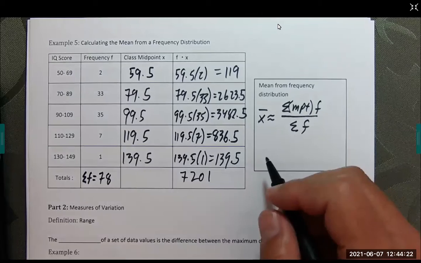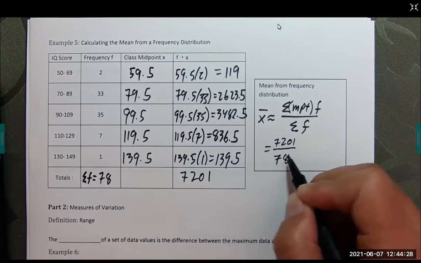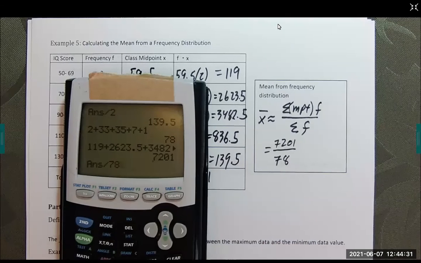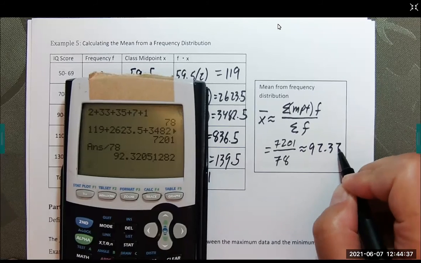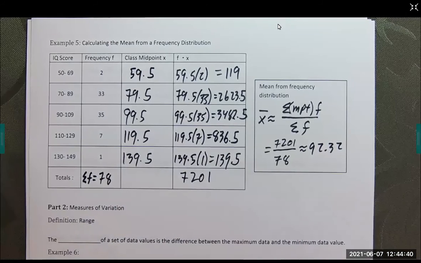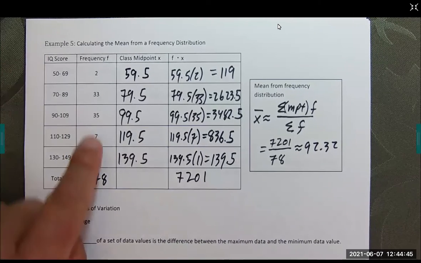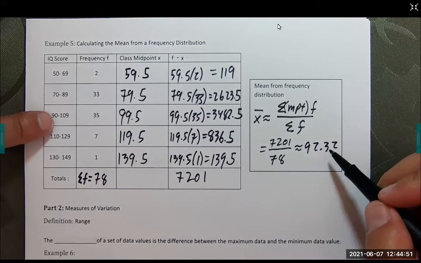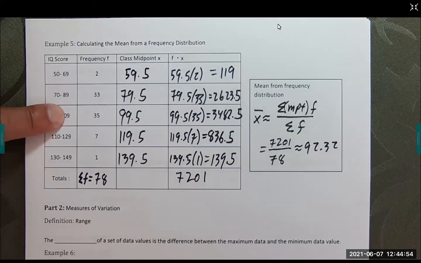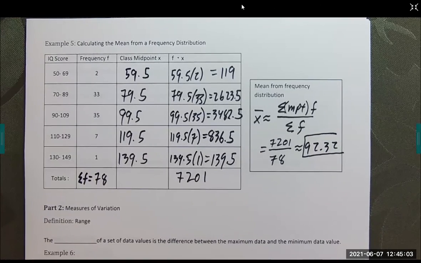Which means we end up with 92.32. What we are saying with this is that, given the frequency distribution table with the frequencies and the classes, 92.32, which is right around here, is going to be the mean. You can see that of all the data, most of the data is about there, so this is a very reasonable answer. And that's it for part 1.